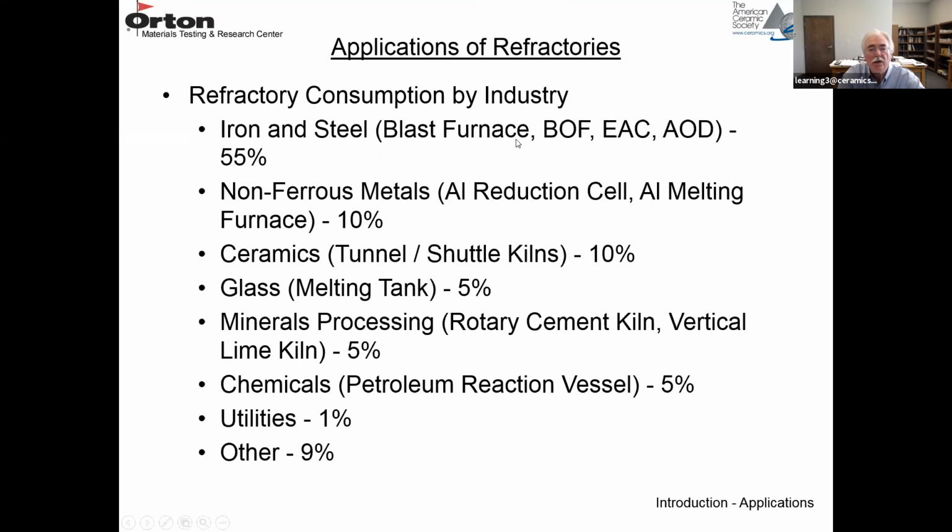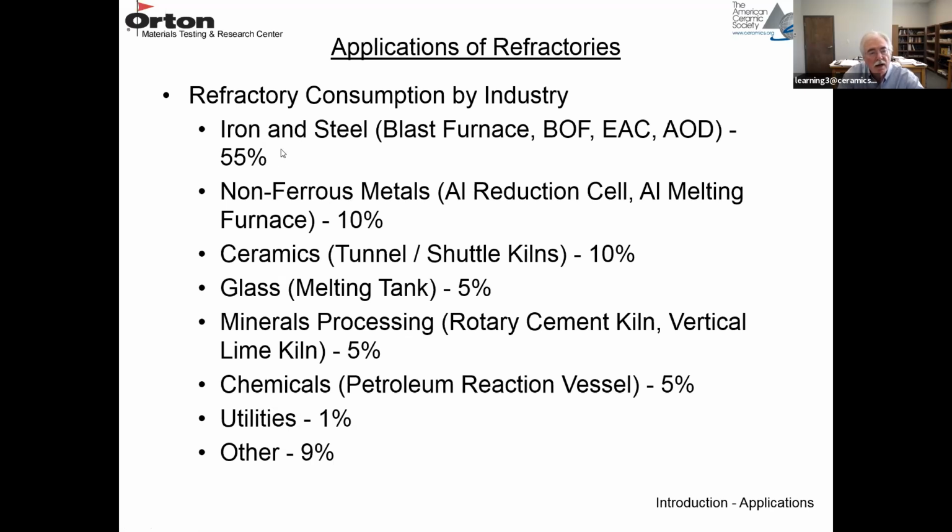The major furnaces in the steel industry are the blast furnace, the basic oxygen furnace, the BOF, the electric arc furnace, EAF, and the argon oxygen decarburization vessel, AOD. The blast furnace makes iron, the basic oxygen furnace makes steel, and the AOD makes stainless steel. The non-ferrous metals, some examples are production of alumina and of aluminum and remelting of aluminum. And the ceramics industry, tunnel and shuttle kilns are used. In the glass industry, you have the melting tanks. Minerals processing, some examples are a rotary cement kiln or a vertical lime kiln. Chemicals would be petroleum reaction vessels, and there's utilities and others.